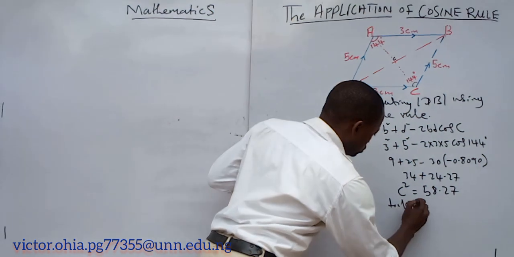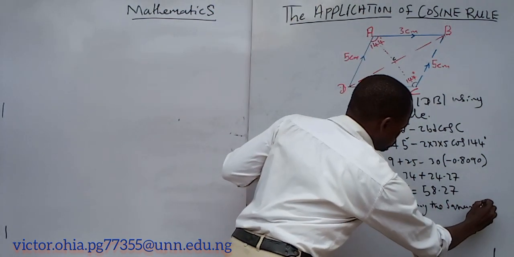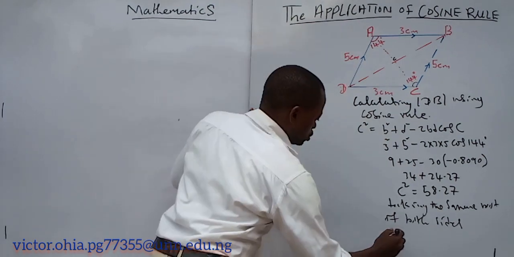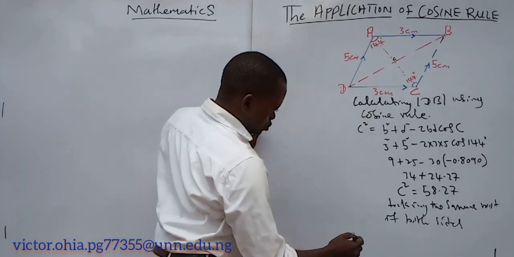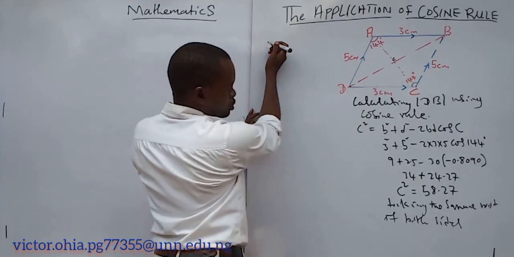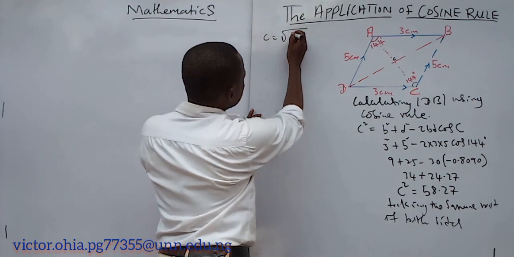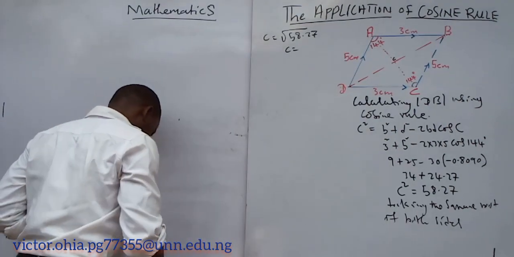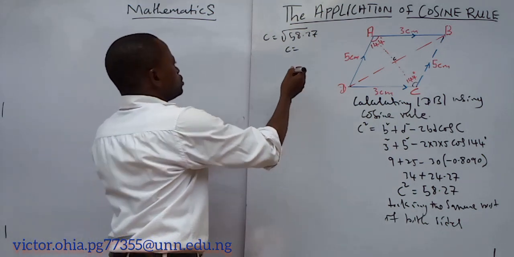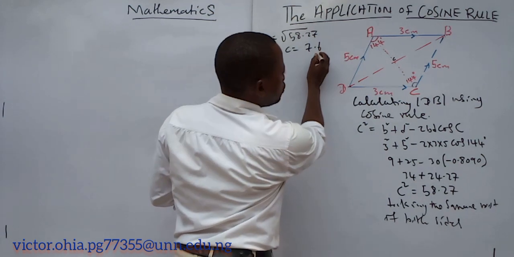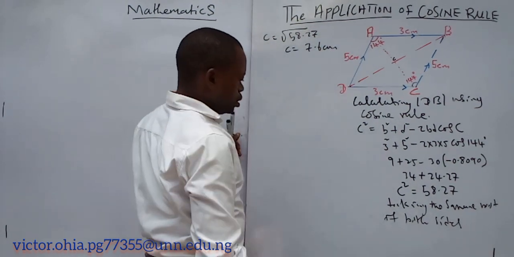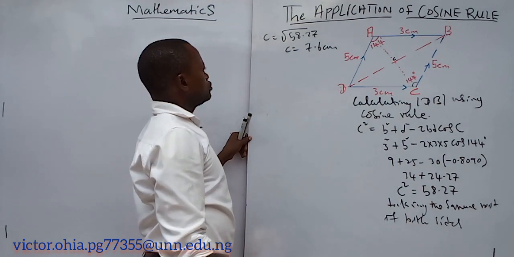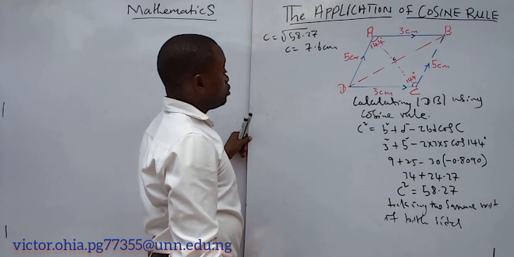So taking the square root of both sides, we now have, I hope this is still very visible to you, c equals the square root of 58.27, and that will give us c to be equal to 7.6 cm. Okay, so this line DB is 7.6 cm.